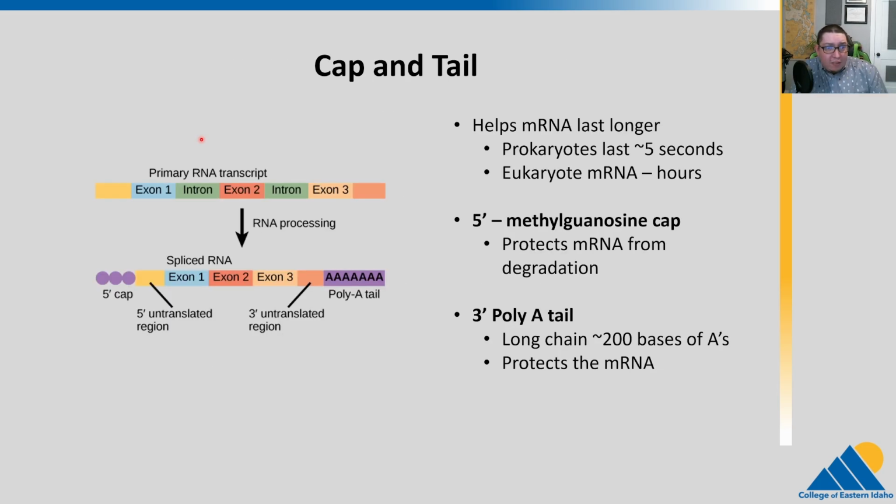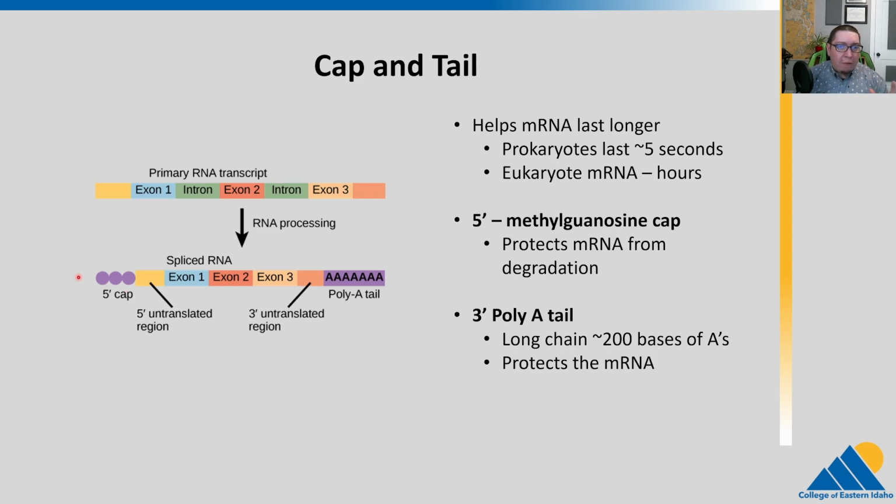Okay, so let's start by talking about what gets added to the mRNA. There are two pieces that are going to get added, and they're there, at least our thoughts are, to help protect the mRNA. So in prokaryotes, mRNAs don't stick around for a long time. They might last maybe 5 seconds. That seems short, but you can make a lot of protein in that time. In eukaryotes, mRNAs are sticking around for hours. And two bits get added to them that help with this stability.